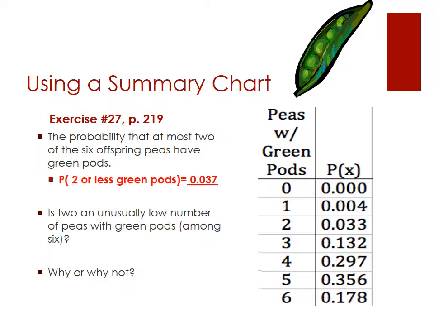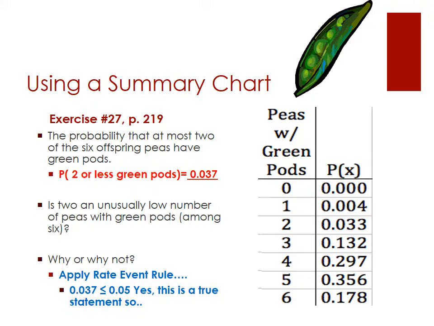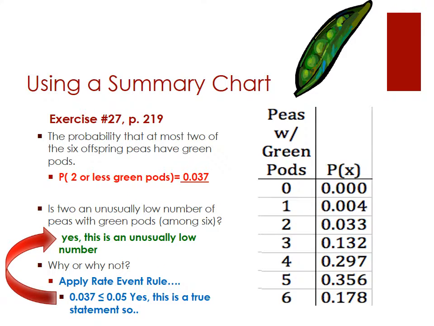In order to answer this kind of question, I like to first move down to the third part, which is why or why not. So basically, here's where you need to develop your reasoning that you're then going to use to answer the second part of the question. So we're going to apply our rare event rule. Remember, we've been looking at this before with 0.05. So we set up our formula. Is it a true statement that 0.037 is less than or equal to 0.05? The answer is yes, this is a true statement. So, yes, this is an unusually low number.